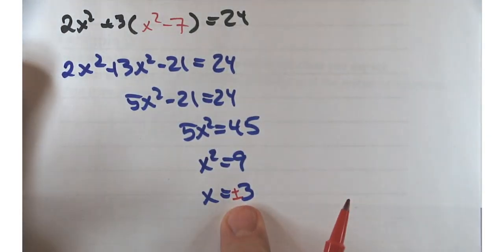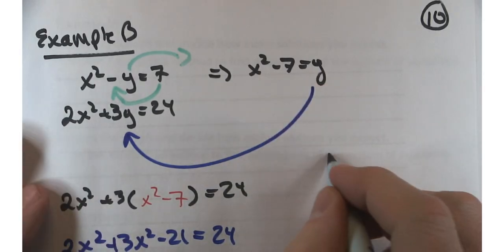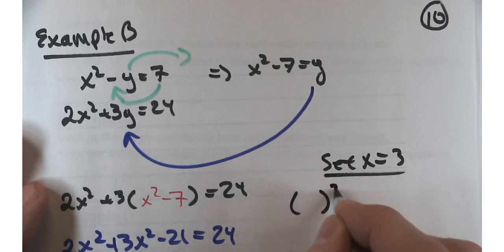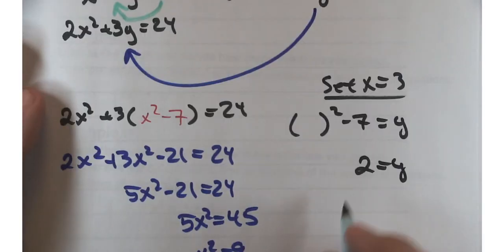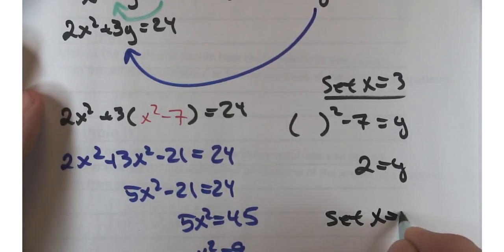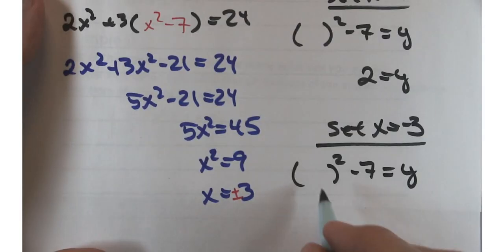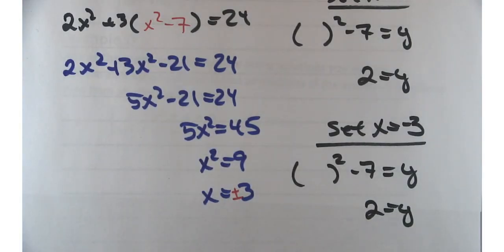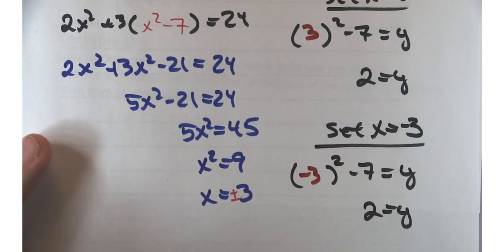And then we can go back and solve for y. So when we set x equal 3, we end up with 3 squared minus 7 equals y. So that's going to be 2 for y. If we set x equal negative 3, same thing's going to happen. You're going to get negative 3 squared minus 7 equals y. 9 minus 7 is going to be 2. So if you set in x equal 3 or negative 3, you still end up with the same thing.